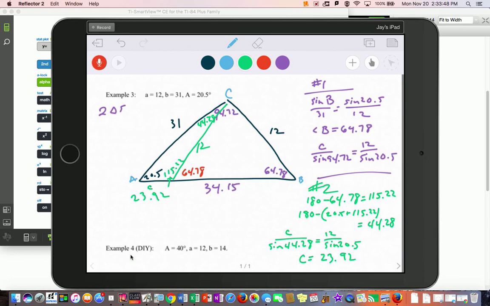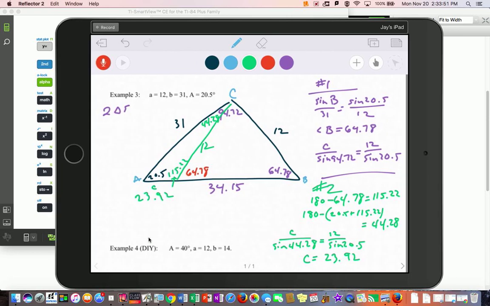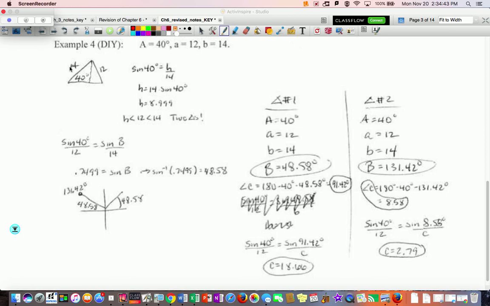All right, the last one down here is a DIY. So let's have you pause the video, find how many triangles, then solve it if needed. Pause the video now. All right, so if you draw your triangle, put the angle, partner side over here, other side here, and you find that you get a height of about 8.99, so basically 9. So that means height is smaller than the partner, which is smaller than the other. So we have two triangles.